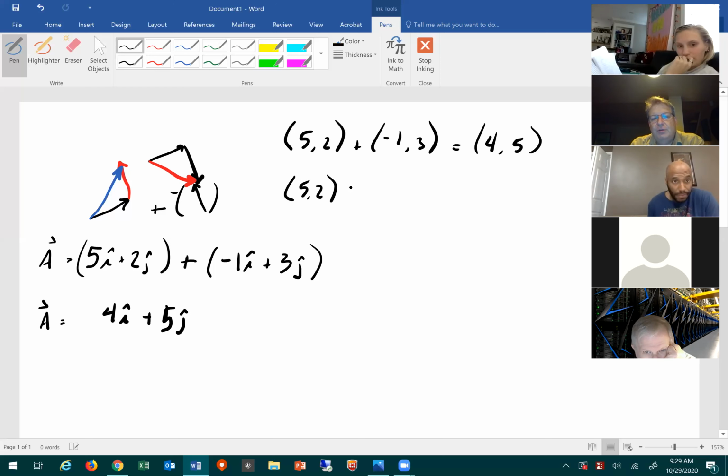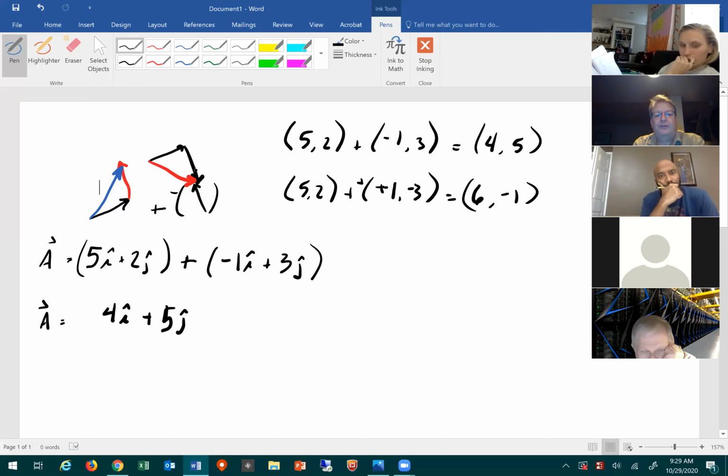5, 2 plus -1, 3. But I'm subtracting, so it's going to be that. And that's going to be 6 and -1. It makes sense because the red arrow is going to go to the right, positive by more, and it's going to go negative. That would be for A minus B, whereas if it's B minus A, the arrowhead would be on the other end.